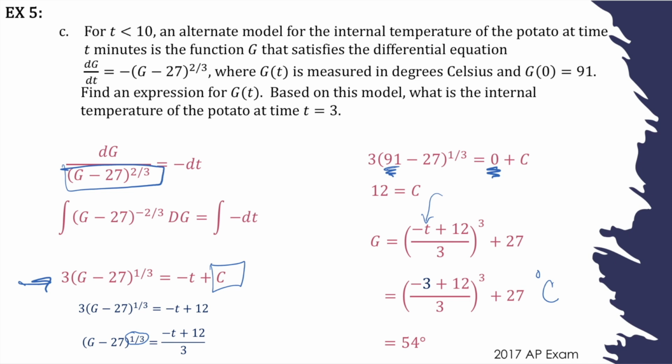So that's the end of our unit on the introduction to differential equations. Lots of fun stuff to do with the 3 different types: exponential growth and decay, logistic growth, and Newton's law of cooling.